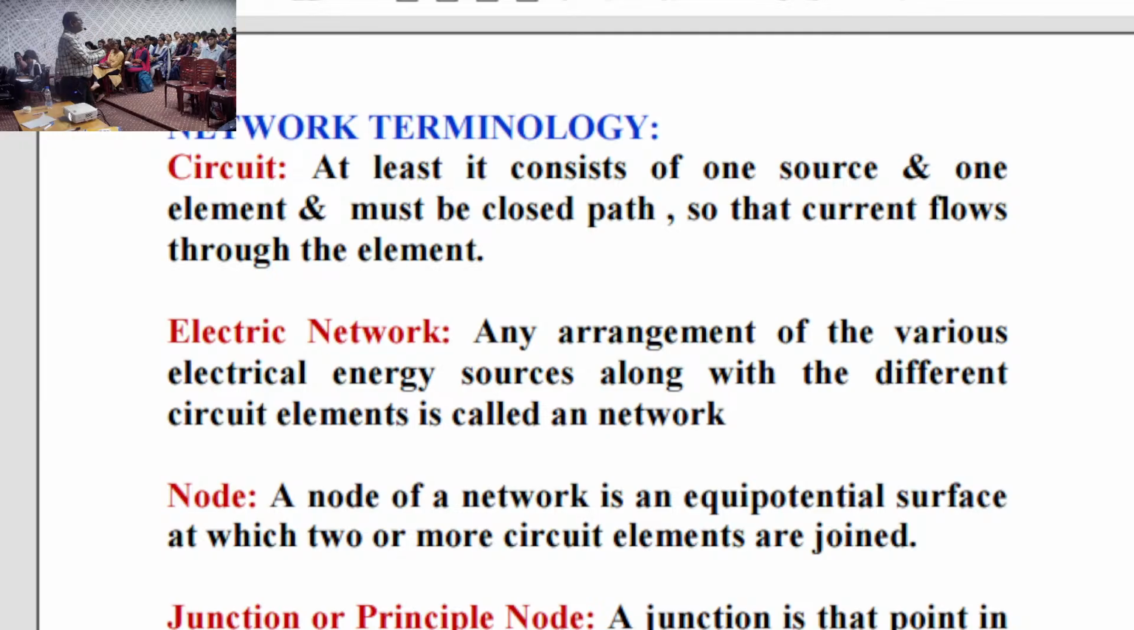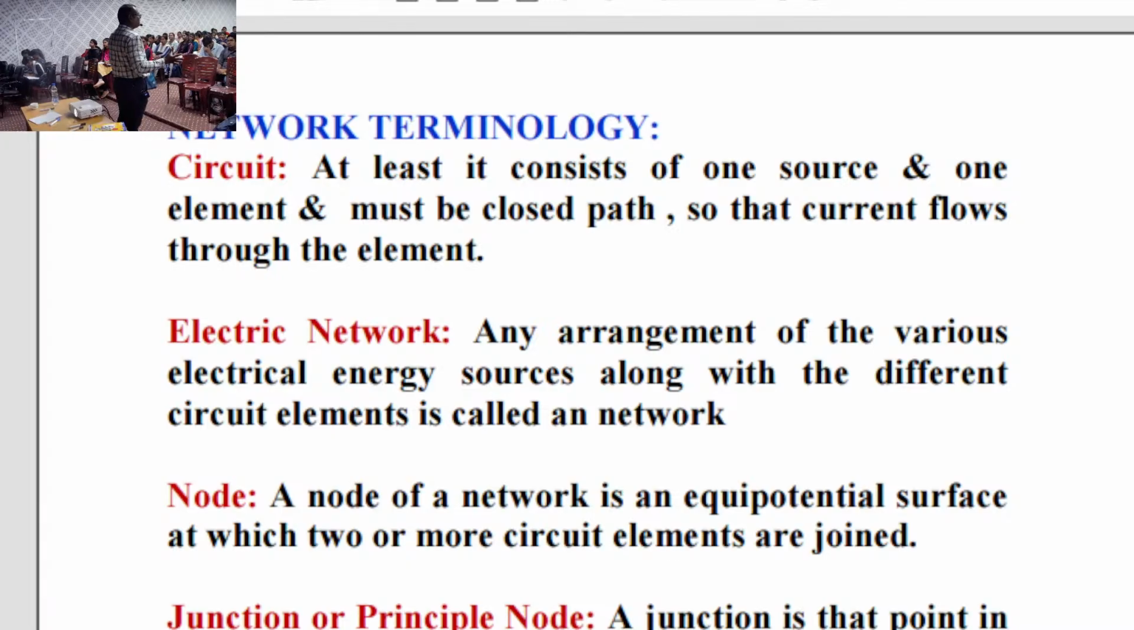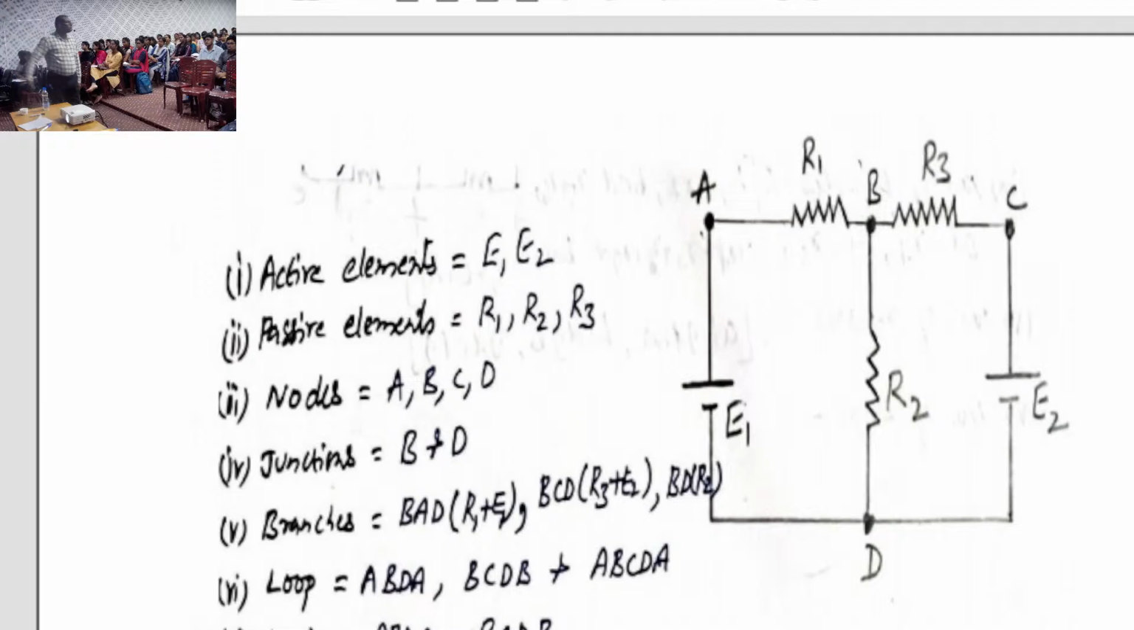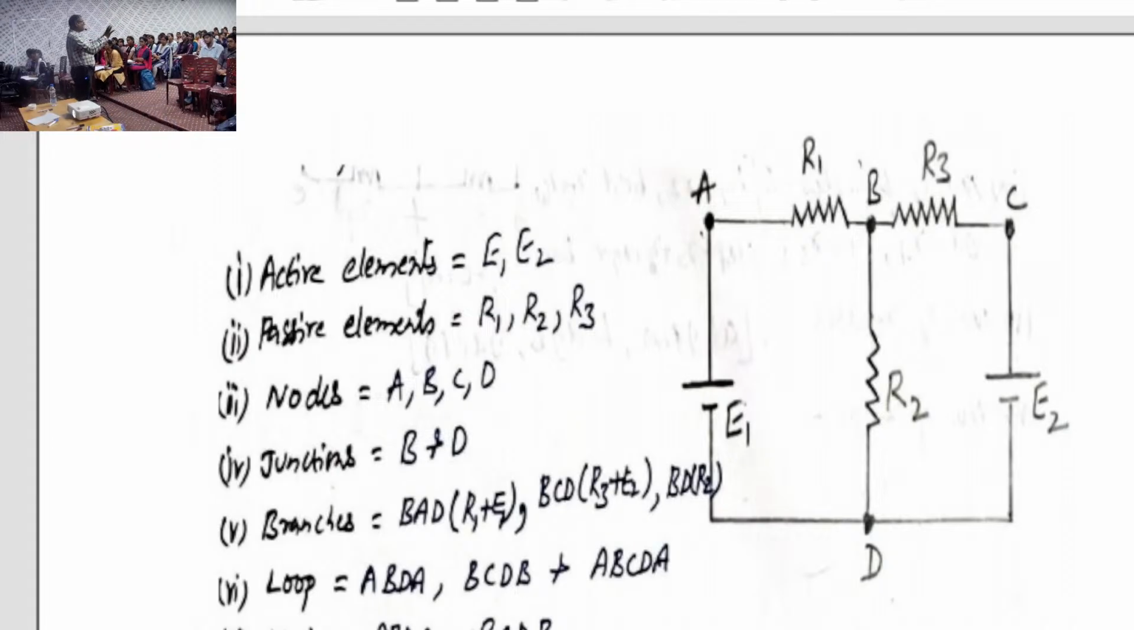So to understand these 8 terms, I should go for a circuit diagram. An electrical circuit diagram is called a simple electrical circuit diagram. So what is the electrical circuit diagram? Yes, this is the diagram. I have taken 2 batteries, E1 on the left side, E2 on the right side, and 3 bulbs.